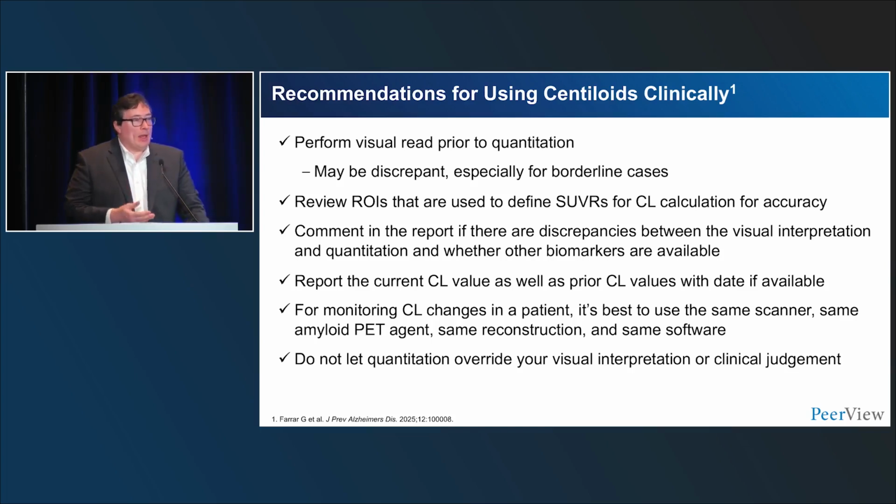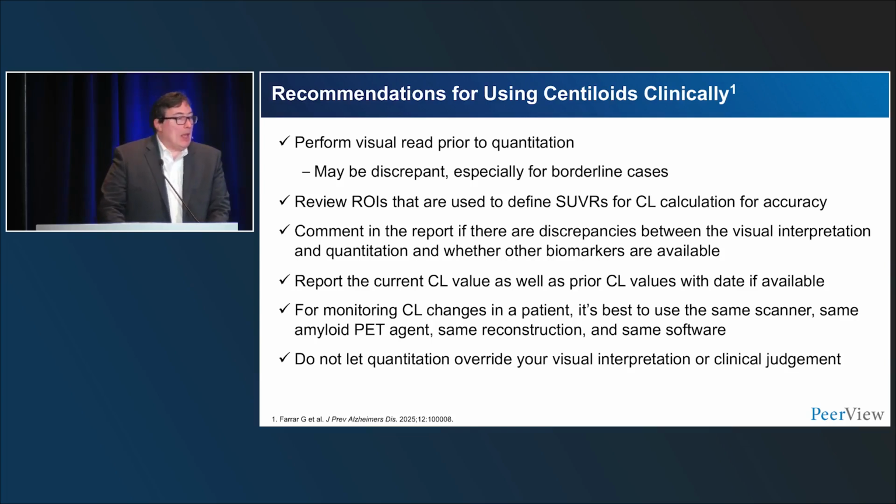And so I highly recommend, whatever software package you're using, have a quality control step where you look at the regions of interest, the ROIs, that are used to define the SUV ratios to calculate the Centiloid value, to make sure they look reasonable, because this is a potential catchable cause of error. And sometimes you're going to have to report a discrepancy, and that's okay. When you do that, though, make sure in the report that it's clear, and make sure that you emphasize, do you think this is overall a positive case or a negative case?